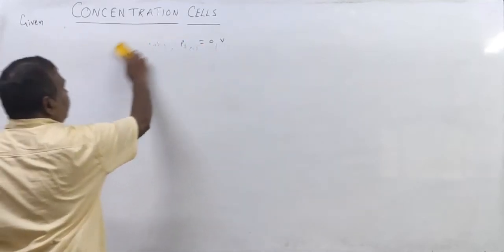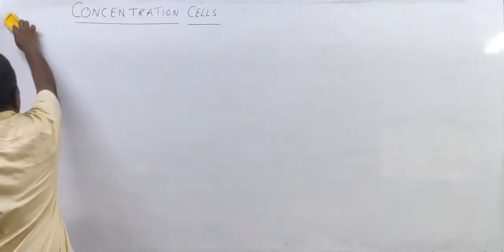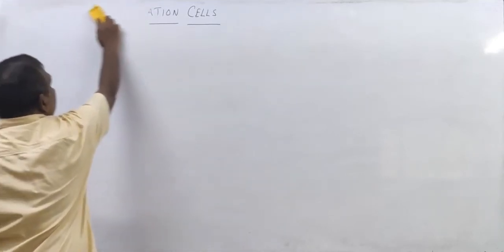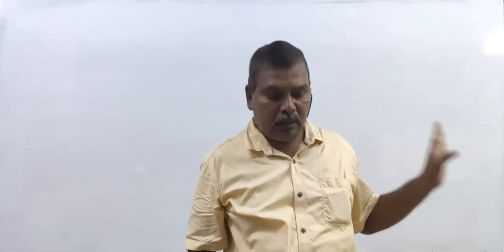See, if the cell is not a standard cell, you can apply the Nernst equation directly, or otherwise you can also solve the problem by first calculating the cathode electrode potential and anode electrode potential by using the Nernst equation. After that, you can use E cell is equal to E cathode minus E anode. Or you can also apply the Nernst equation directly. You can solve the problem by any one of these methods. I show you both the methods, right?